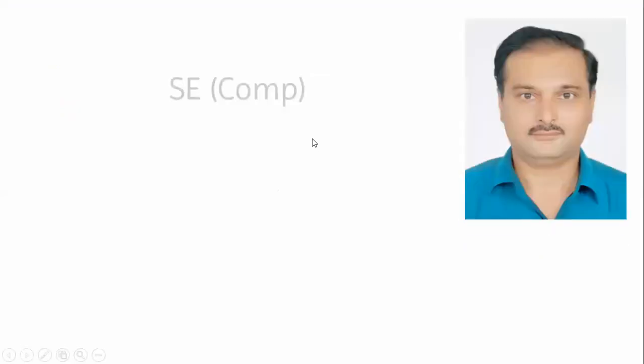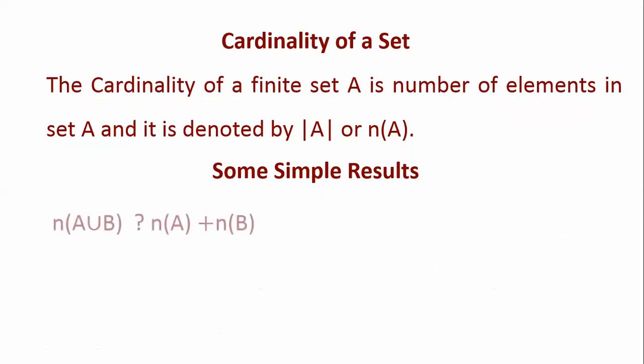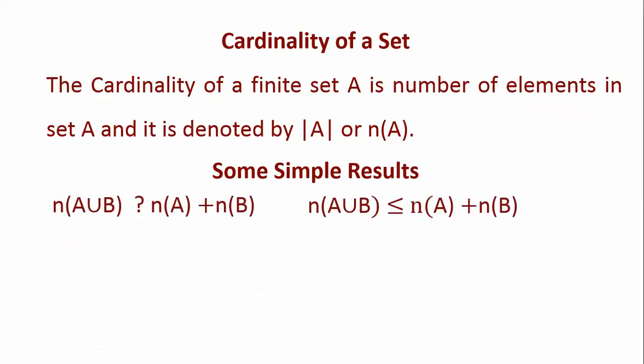So here we have seen cardinality. Cardinality means the number of elements in a particular set. So these were the simple results.